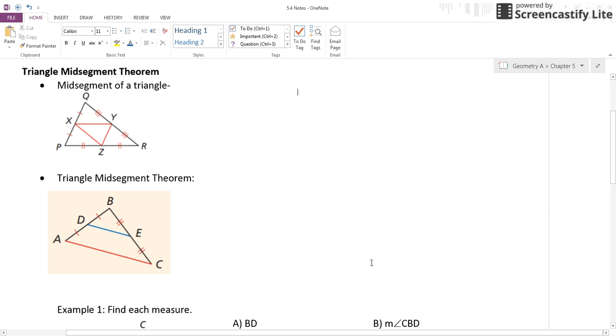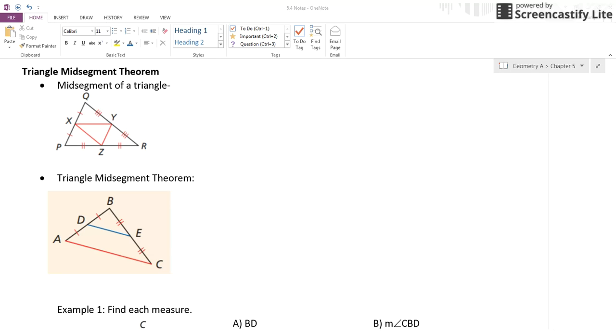Now that we've talked about points of concurrency in a triangle, we can look at other segments in a triangle and information we know about that. So this section is going to be about midsegments of a triangle. So let's first define what is a midsegment.